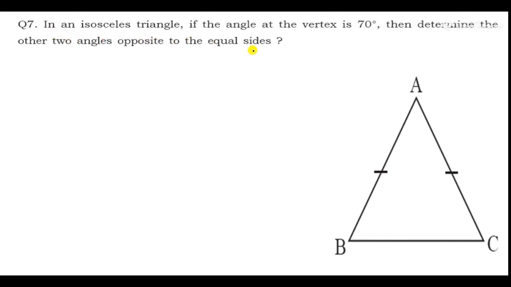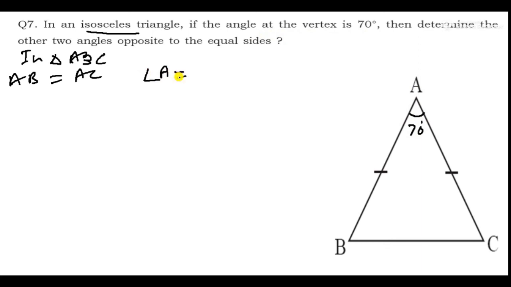In an isosceles triangle, that means two sides are equal. So in triangle ABC, AB is equal to AC, which is given. If the angle of the vertex is 70 degrees, that means angle A is 70 degrees. So you have to write here angle A is 70 degrees, it is given.